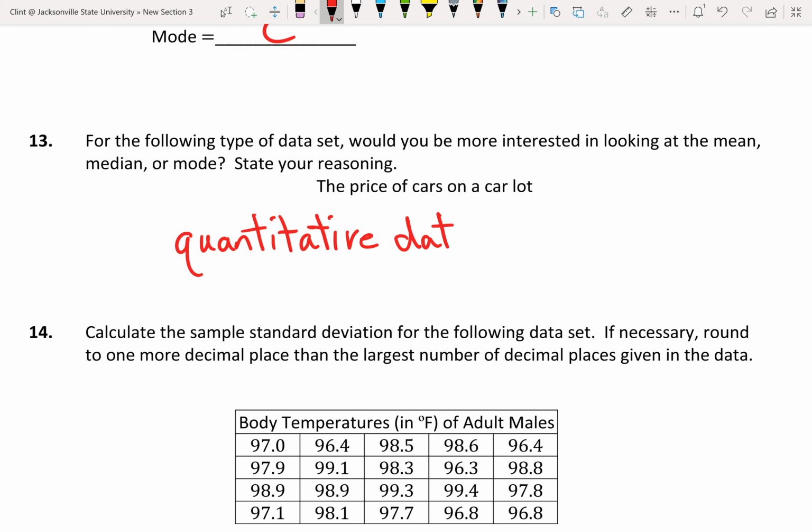We've got quantitative data. And then would we expect outliers or not? So we just have a random car lot. And on random car lots, usually they have some real expensive car in the showroom to show off, to try to get people's attention. And that's going to cost a lot more than many of the other cars. So it's possible we would have outliers here.